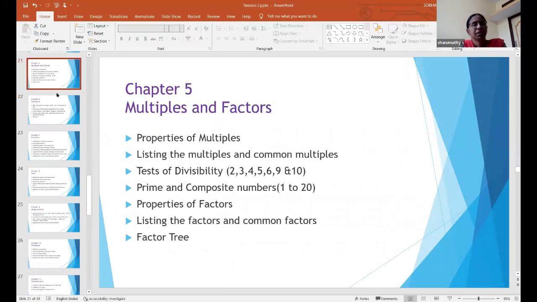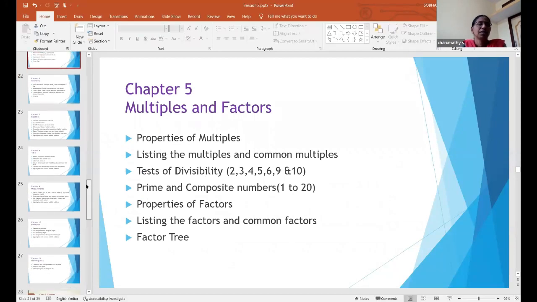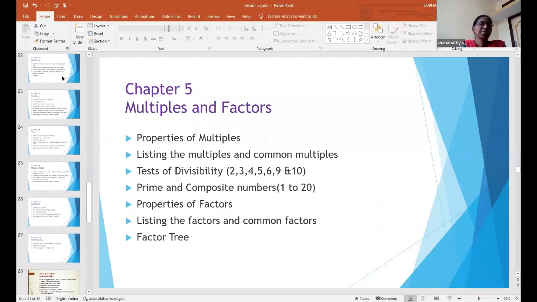Next. And in class 4, a new topic: multiples and factors, listing the multiples and common multiples, tests of divisibility, prime and composite numbers. Actually, prime and composite numbers, we are restricting this year, this coming academic year, to only 1 to 20 because the same is being done in class 5. So we thought of restricting prime and composite numbers only up to 20 in class 4.